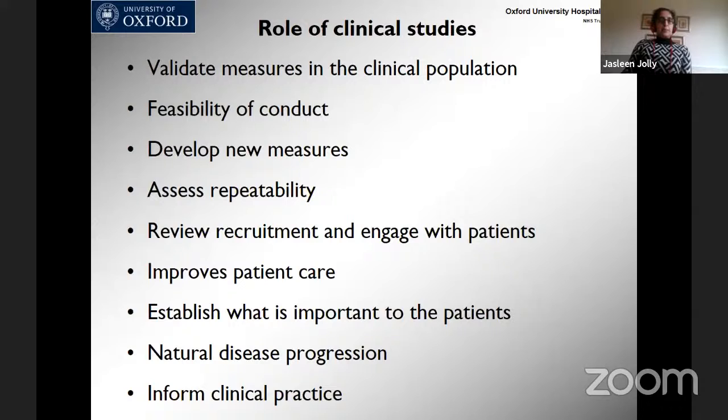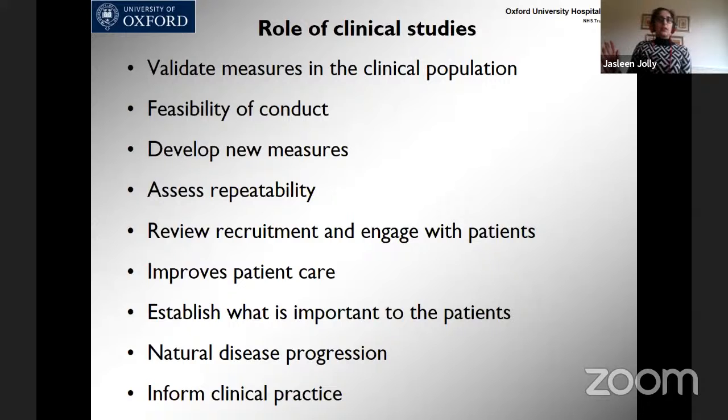We can look at feasibility of conduct. So for our disease group, do we need to make any changes to the test procedure in order to make it easier for the patients to actually be able to do the test? And I'm going to show examples of this a bit later on. But also we're running a study in Usher syndrome, which is retinitis pigmentosa plus hearing impairment.